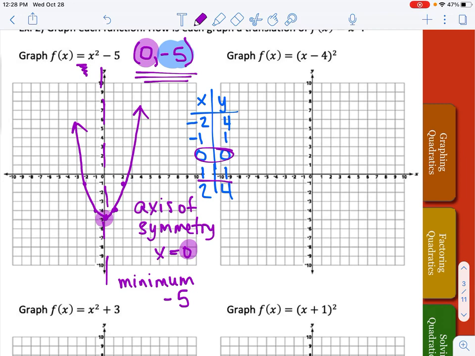So if we wanted the domain, that is all real numbers. It will extend forever, all the x's, forever and ever. If we wanted the range, it is the y values. It'd be real numbers of the y values greater than or equal to -5, because it starts here and it goes upwards forever and ever. So we won't do those 4 things on the next few, but you get the idea.